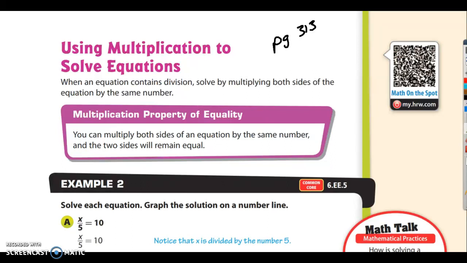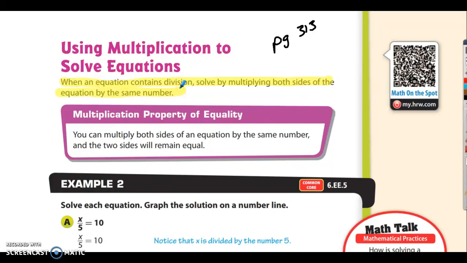What's interesting here is that this is exactly the opposite of what we learned on the previous page, which should make it real simple. The last sentence said when an equation contains multiplication, solve by dividing. This one says when an equation contains division, solve by multiplying. So we can kind of draw a conclusion. It's a conclusion we could have drawn back in lesson 11.2.